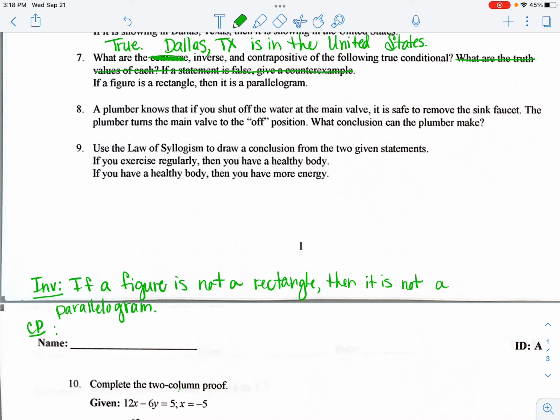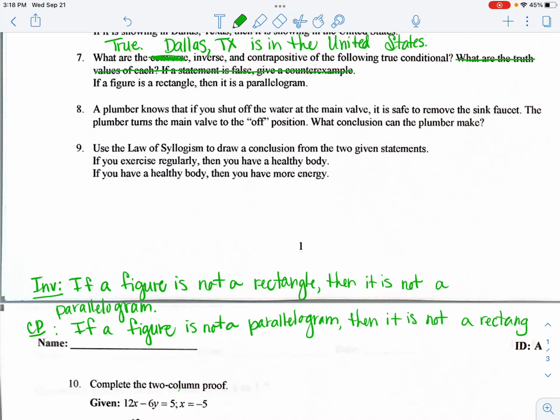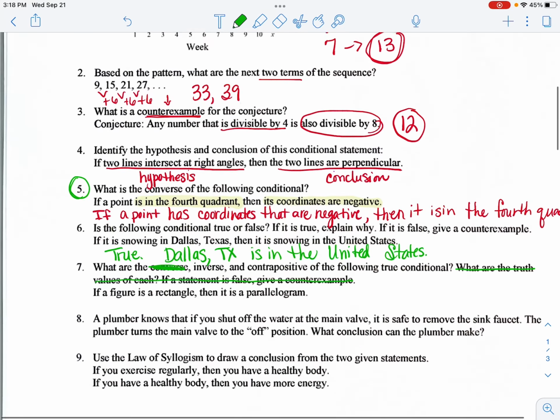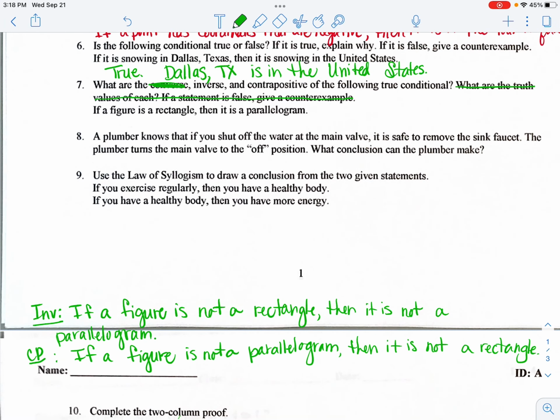So for the statement, it would be if a figure is not a parallelogram, then it is not a rectangle. That's going to be our contrapositive. Okay, so that's number 7.